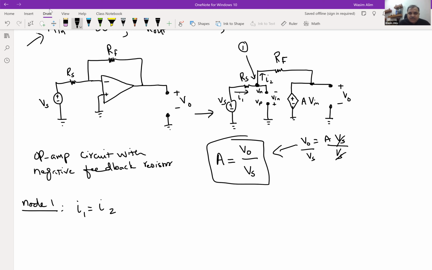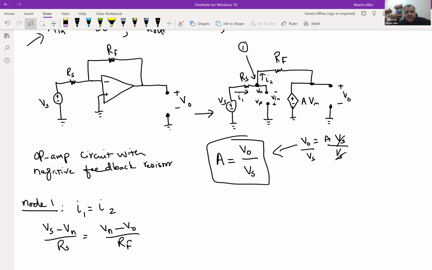Now, what is I1? It can be written in terms of Vn. So we can say that it is Vs minus Vn over R sub S, and we have here Vn minus V sub O over RF. So that's what I have from here.